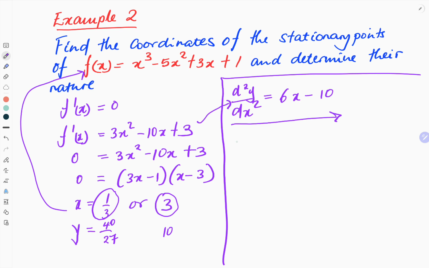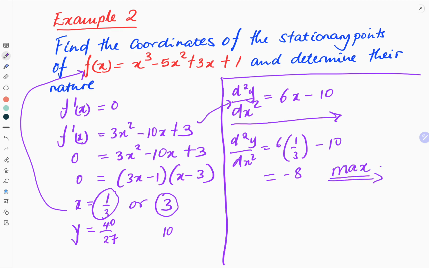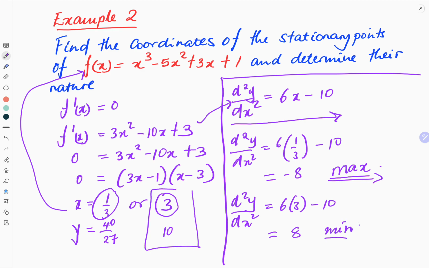So if we substitute 1/3, that will give us the second derivative being equal to 6 multiplied by 1/3 minus 10. And that is equal to negative 8. Remember now, the second derivative is less than 0. So which means we have got a maximum point. Then if we substitute the value of 3, we have 6 by 3 minus 10, and that will be equal to 8. Therefore, we've got a positive value, which means we've got a minimum point. So this is a minimum point, and the other one is a maximum point.